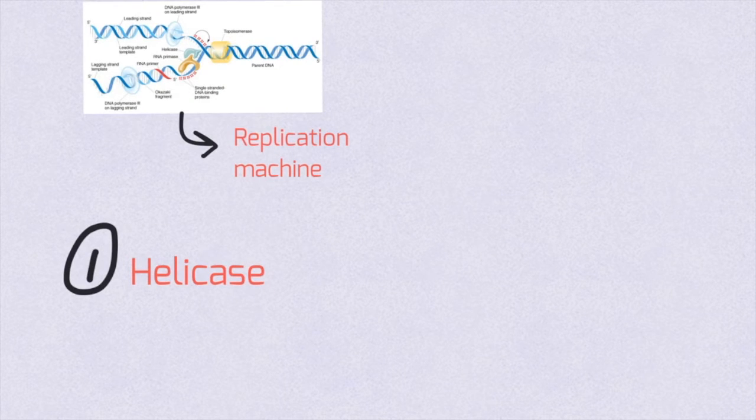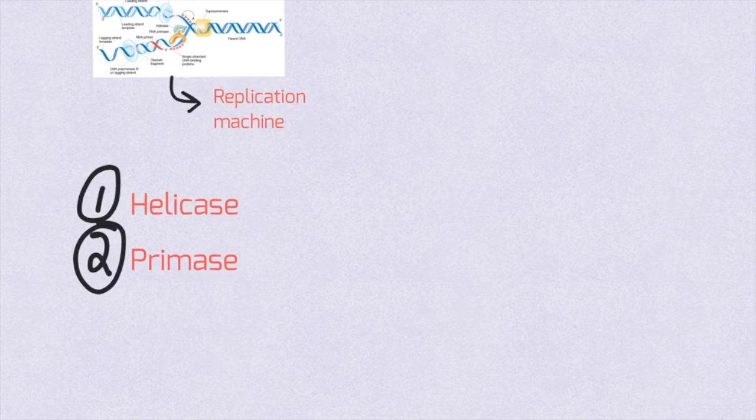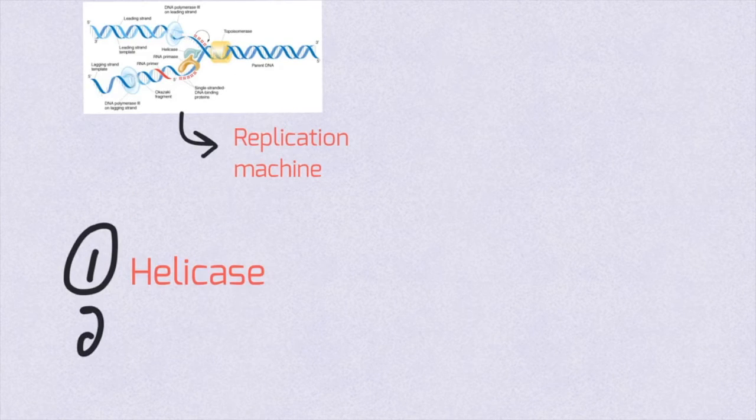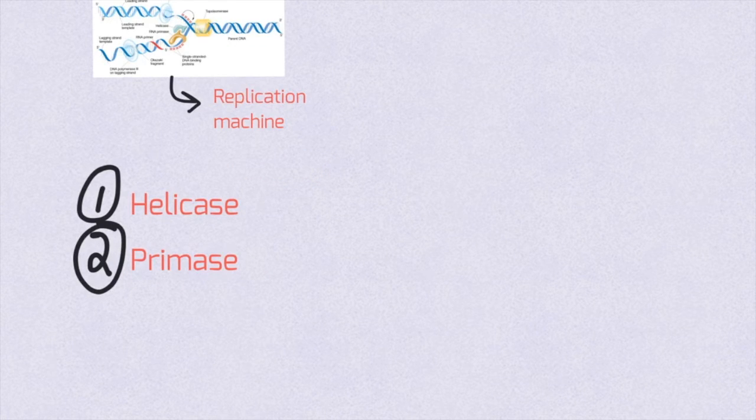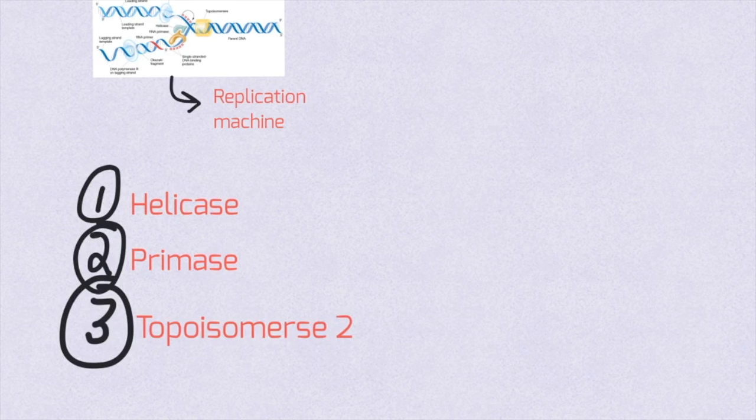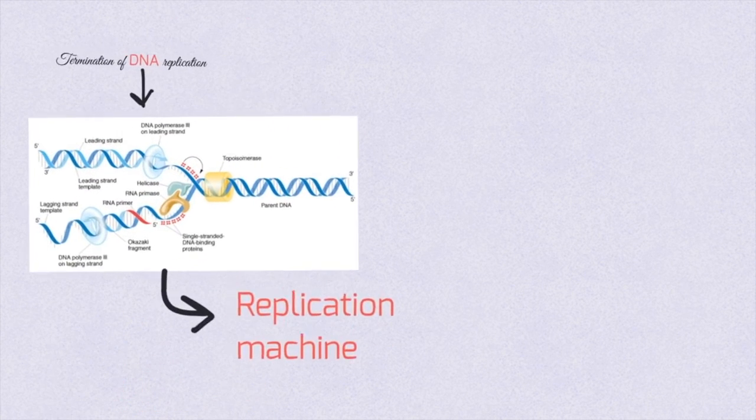Many key enzymes are involved. For example, helicase helps to unwind the parent DNA, and primase synthesizes the RNA primer that is used to generate Okazaki fragments. As for topoisomerase II, it helps to relieve the strain on the structure of the parent DNA that is generated from the unwinding of the double helix.